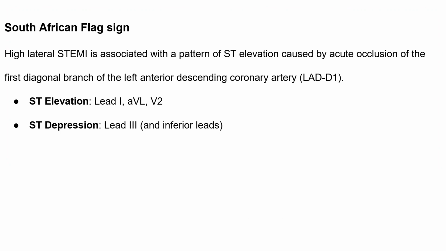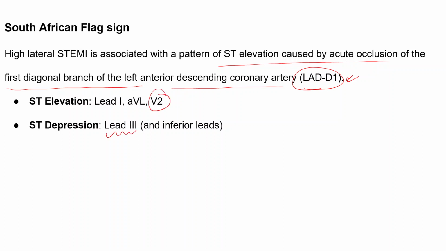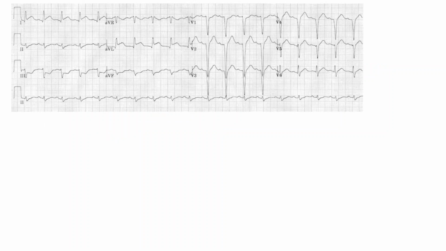There is something known as the South African flag sign. This is a pattern of ST elevation caused by acute occlusion of the first diagonal branch of the left LAD. So if LAD D1 is occluded, you will get a high lateral wall pattern, and ST depression in lead 3. Sometimes you will get ST elevation in lead V2 also. So that is known as the South African flag sign. I'll show you why we are calling it a South African flag.